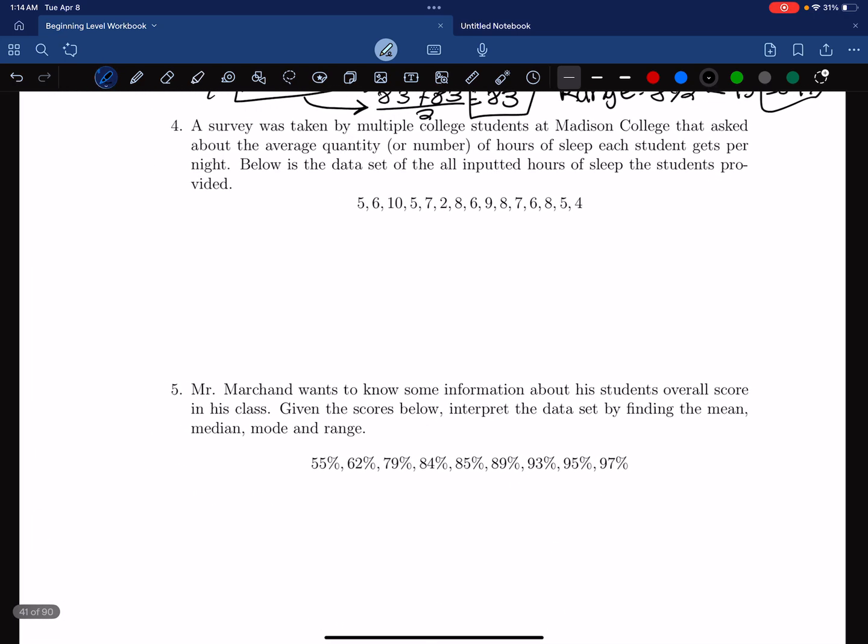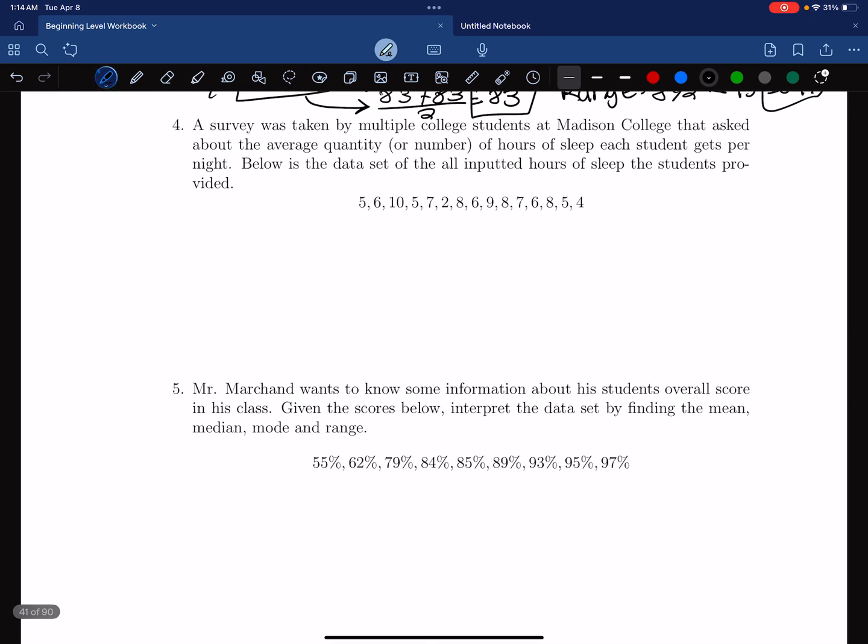Now, looking at these last 2 examples, I encourage you to pause the video and try these 2 on your own before we work through it. And then once you are done with it, please resume the video and we can work through it together.